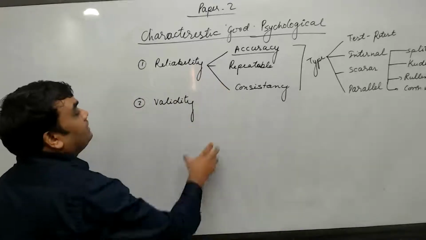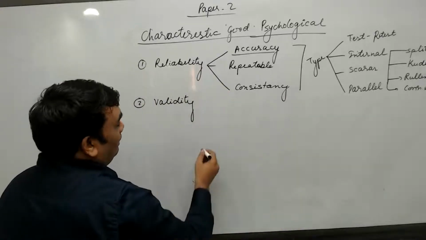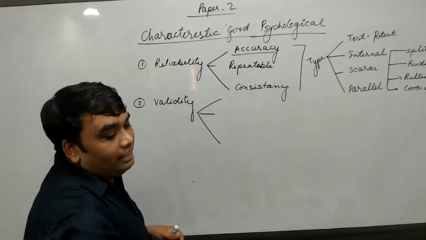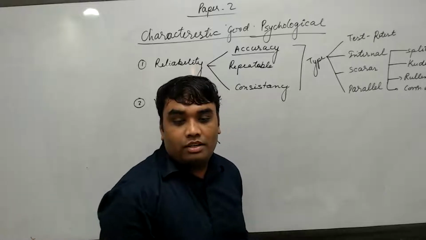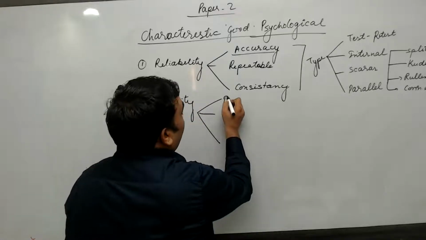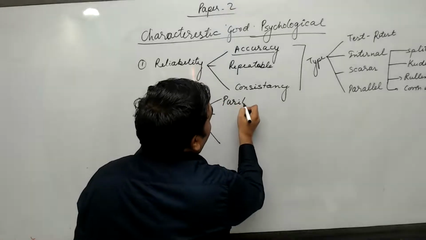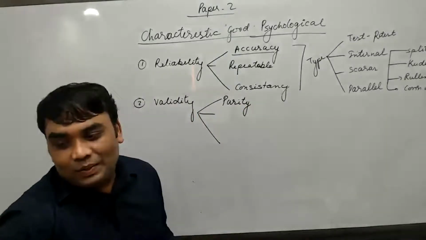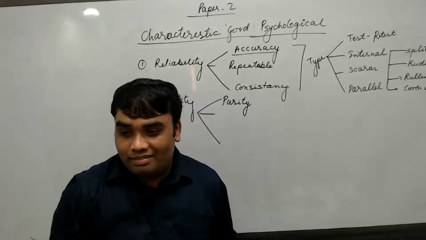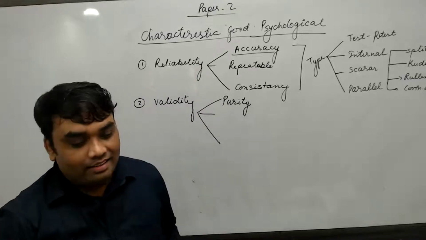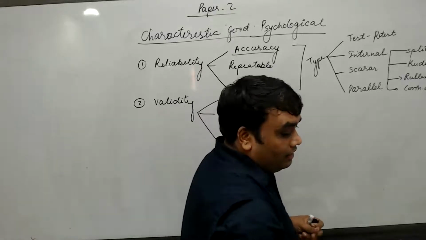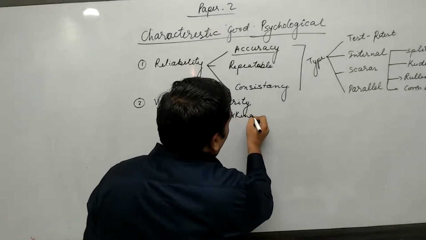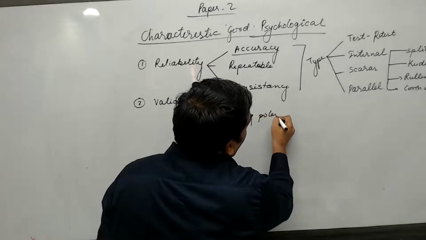And what about validity? Validity again has 3 words. First word is what? Purity. The thing which is pure, that is valid. Other is working potential.